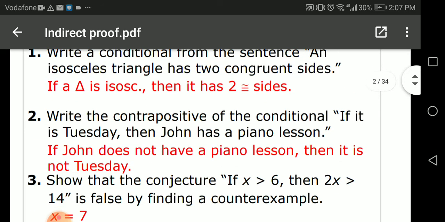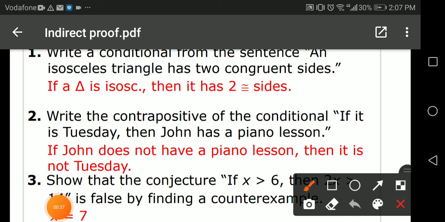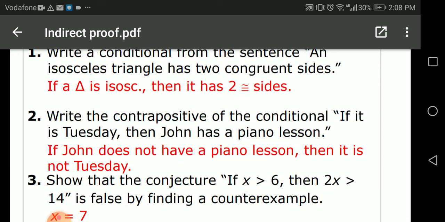Okay, guys, now we're going to have the contrapositive of the conditional. If it's Tuesday, then John has a piano lesson. He asks me to write the contrapositive of the conditional. So the opposite of that: if John doesn't have a piano lesson, then it's not Tuesday, right?